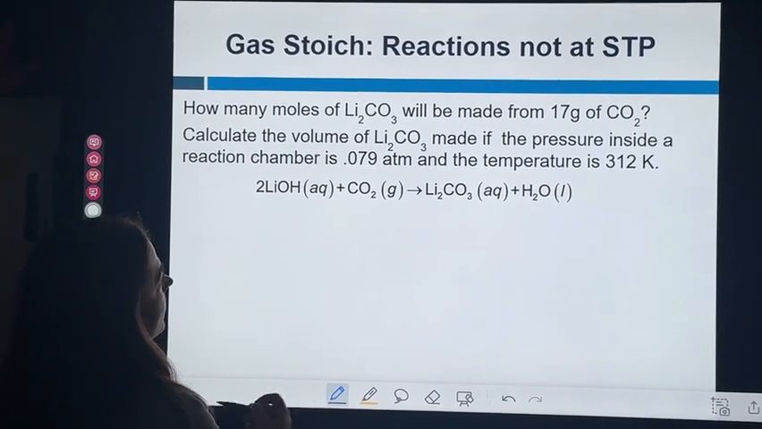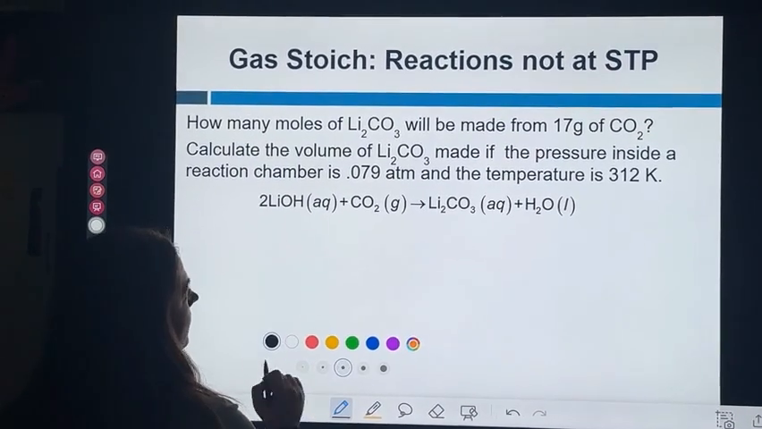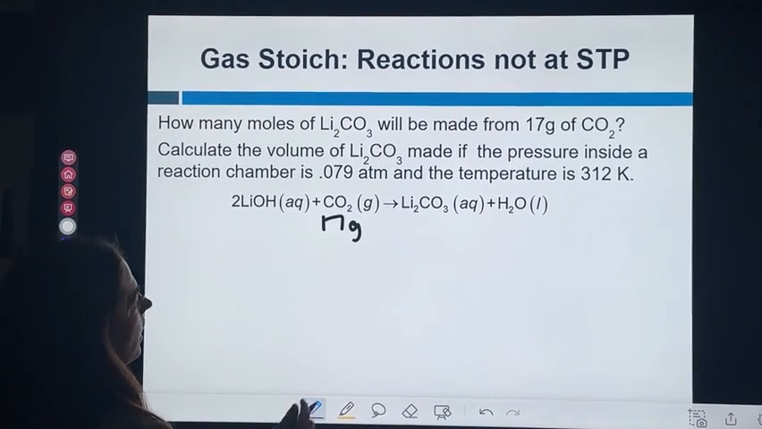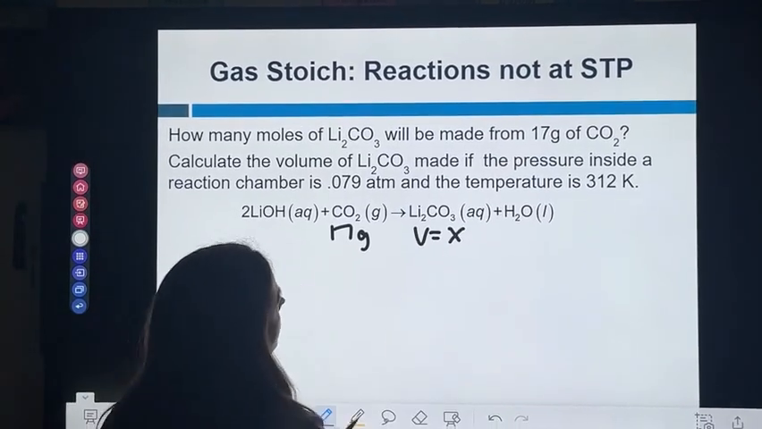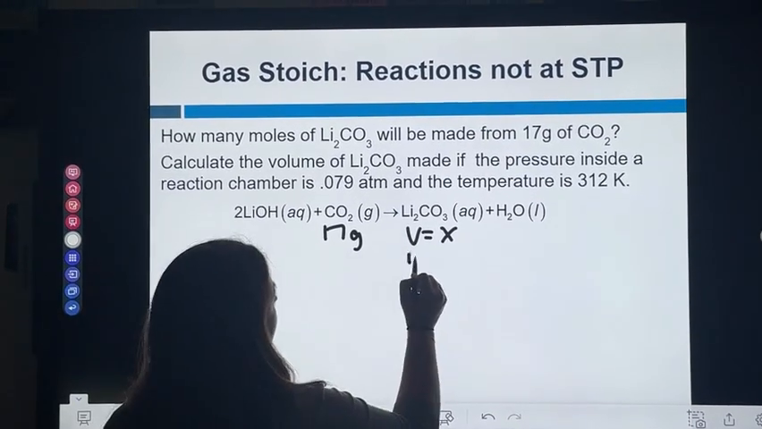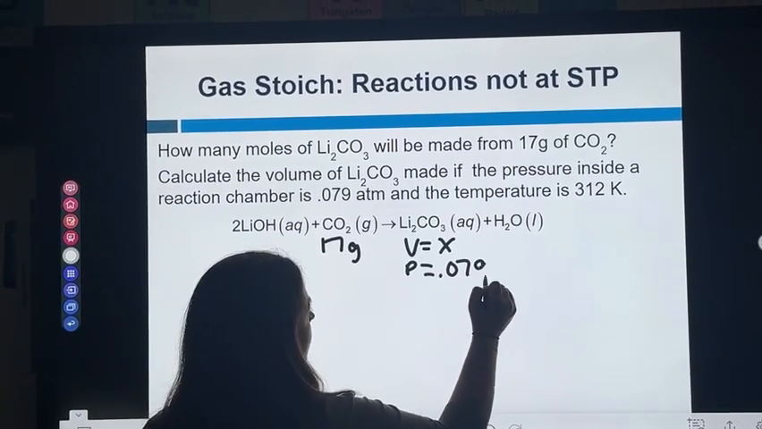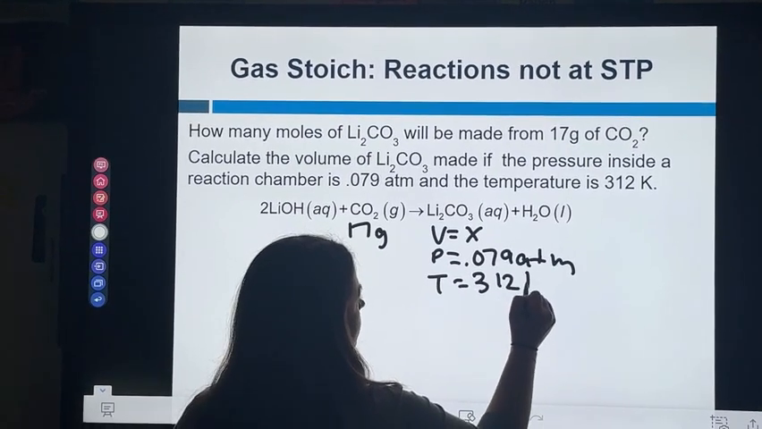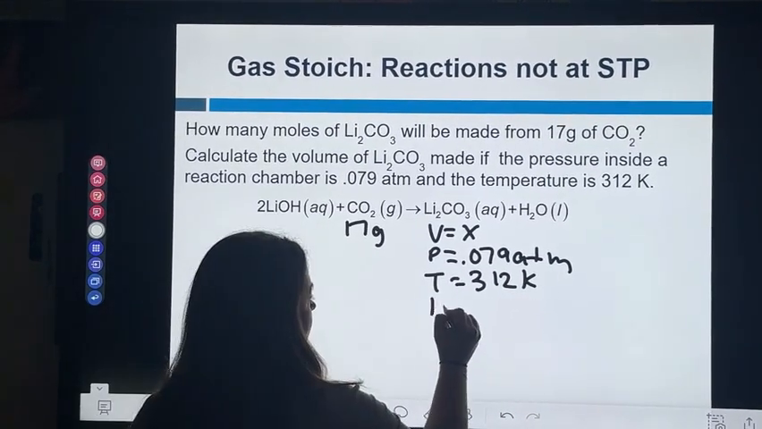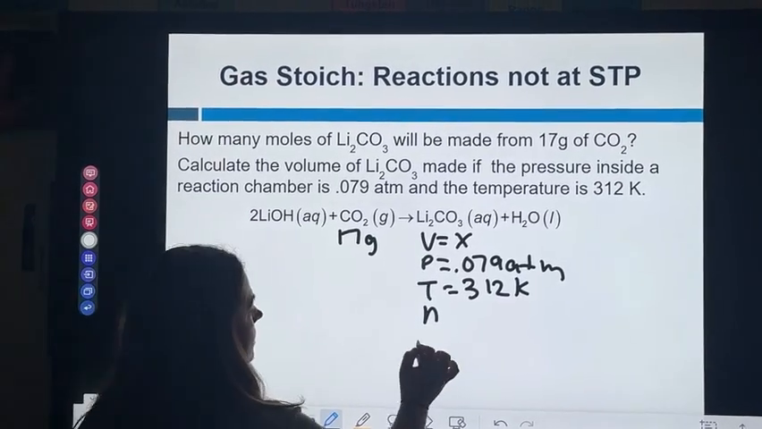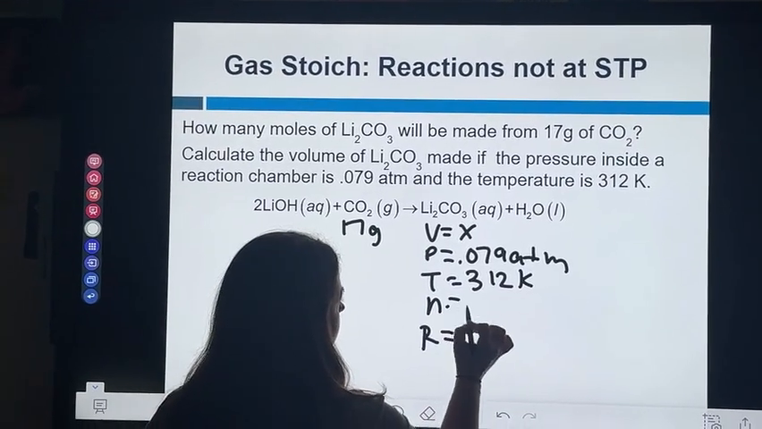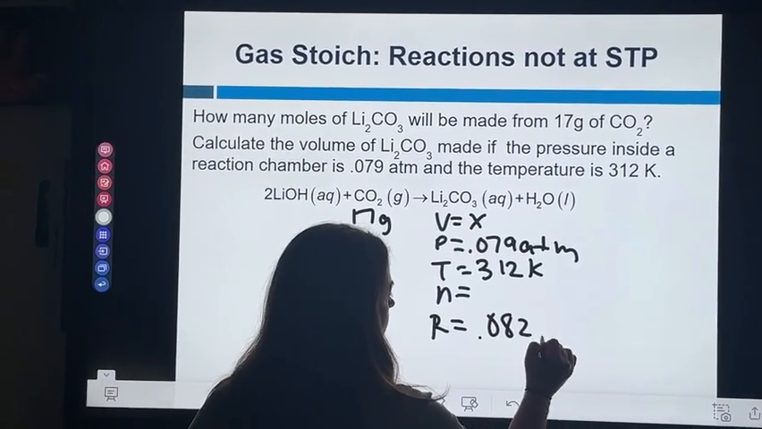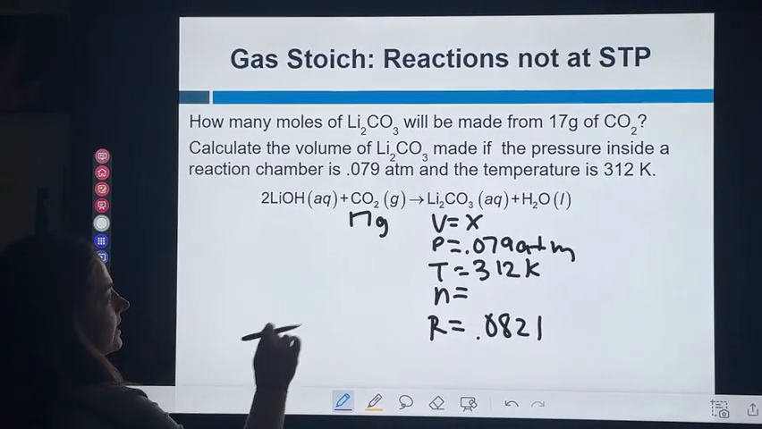So once again, we can set it up. We have 17 grams of carbon dioxide, and we want to calculate the volume. So this is going to be my X. The pressure inside of here is 0.079 atm. The temp is 312 Kelvin. Okay. The n, we have to convert this over here. And then our R, since this is 0.079 atm, our R is going to be 0.0821 for atms. Okay. So we need to get our n first.